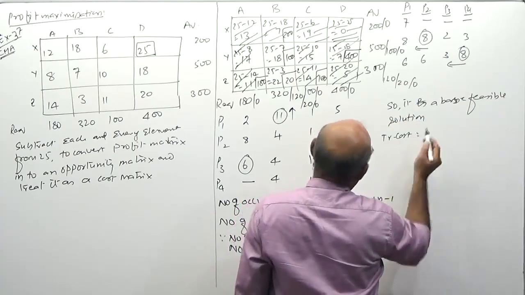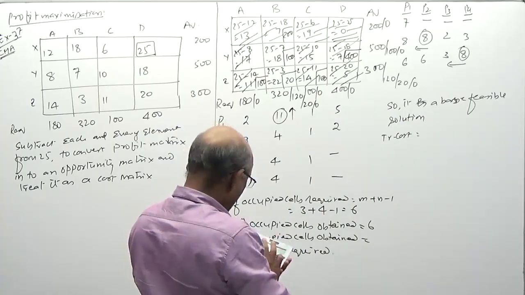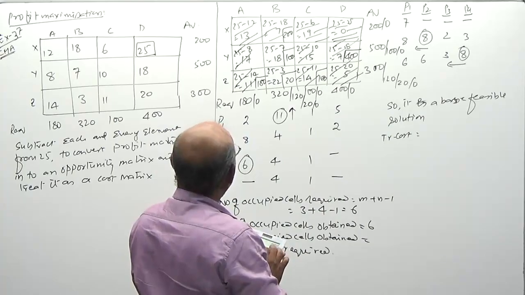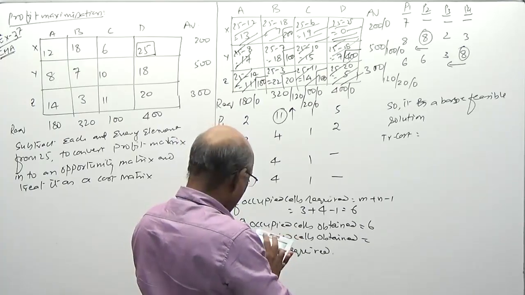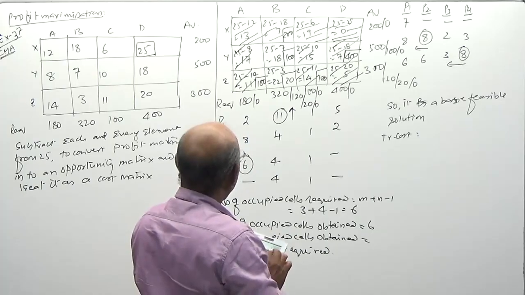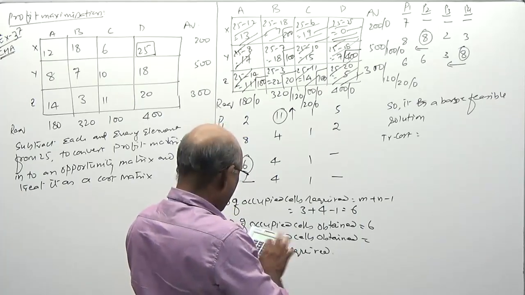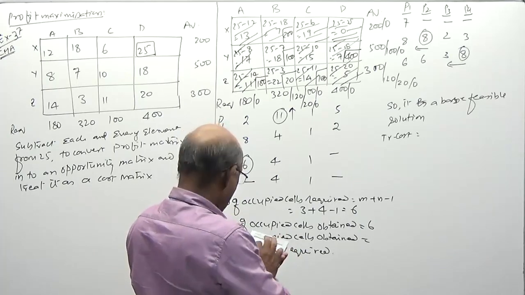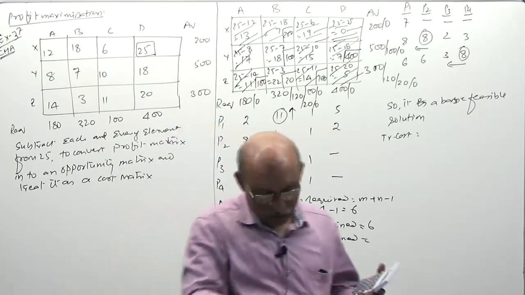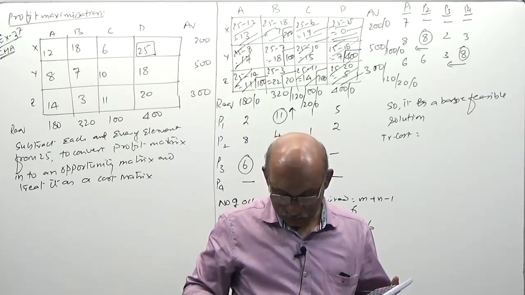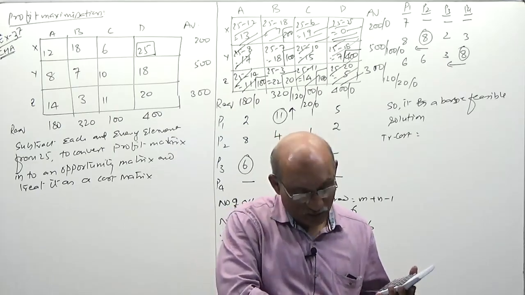Calculate the transportation cost here. 7 into 200 plus 18 into 100 plus 7 into 400 plus 11 into 180 plus 22 into 20 plus 14 into 100. The transportation cost is 9820.